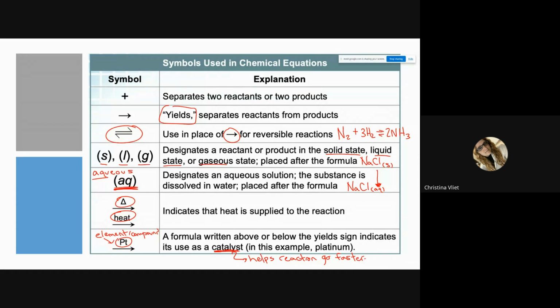And for those of you who remember biology, it does this by lowering the activation energy. That is the definition of the catalyst. It lowers the activation energy, which means it lowers the energy needed for the reaction to occur. So instead of having to add more heat, we add something that lowers the energy requirement. And so these are just some symbols that you're going to see in passing in chemical reactions at this point.